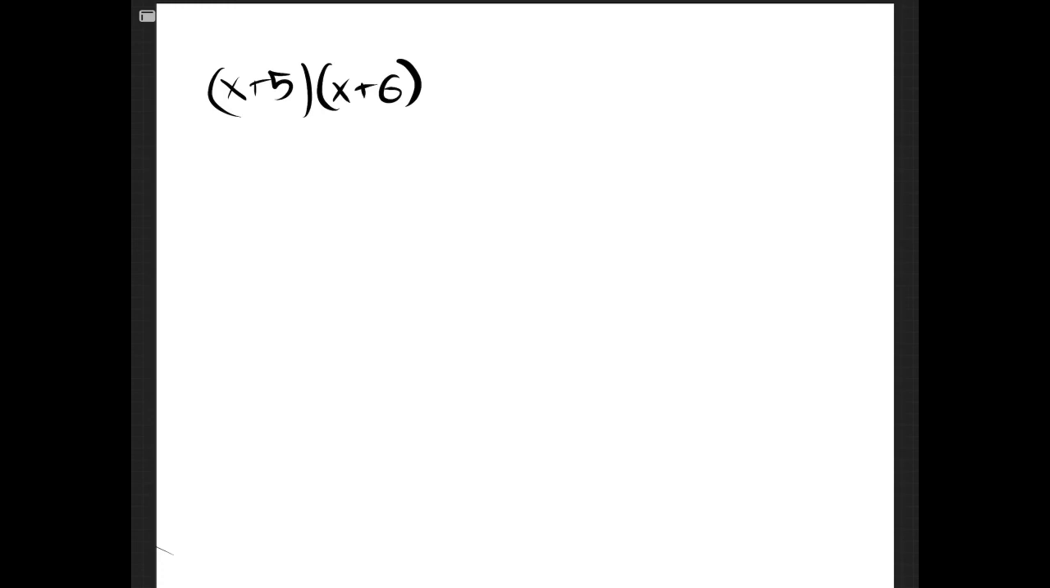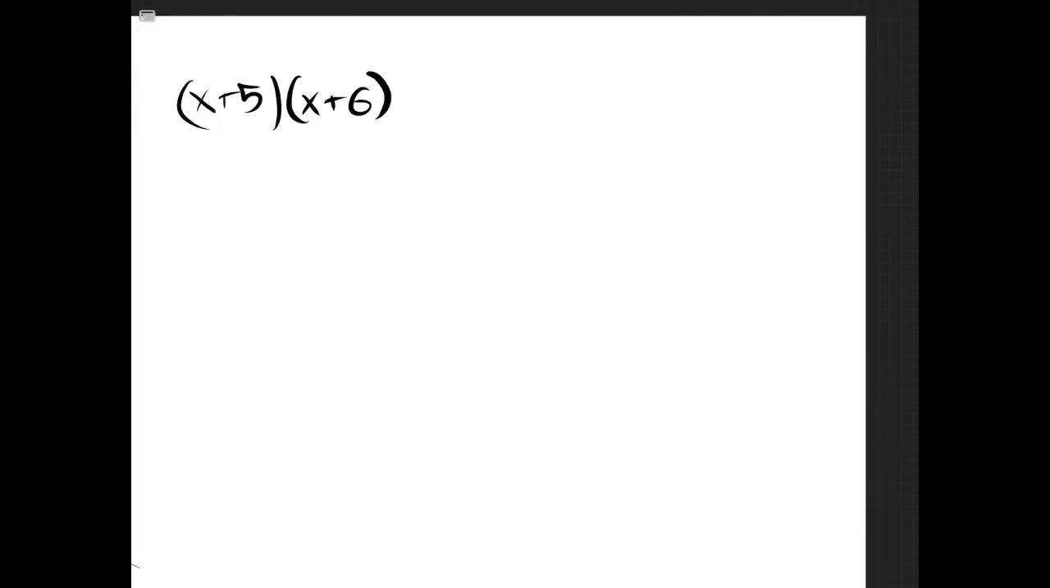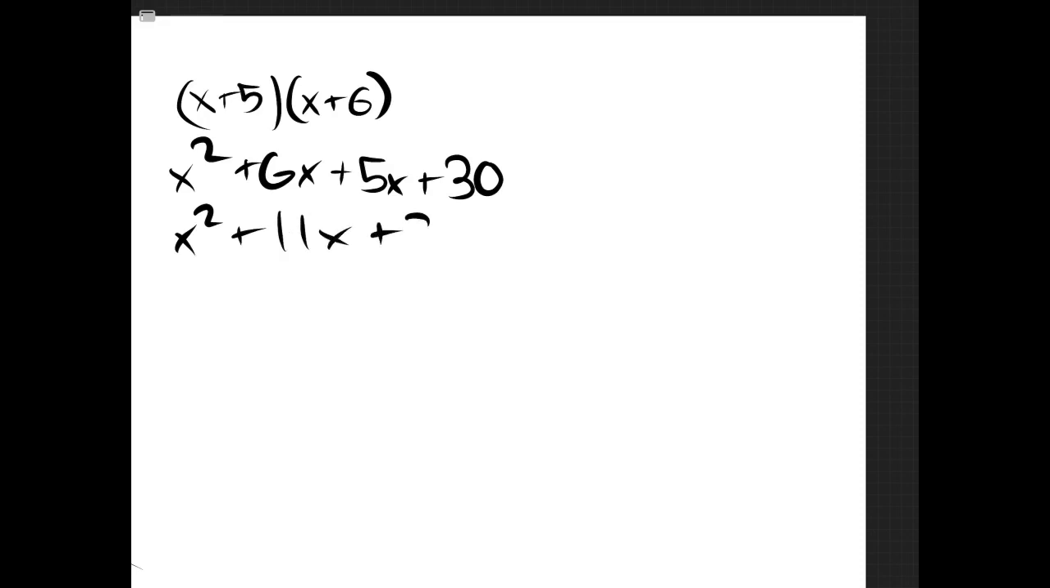So first, let's try foiling this expression. So we have first, outer, inner, last. So first, x squared, outer, 6x, inner, 5x, last, 30. And then we can simplify this, of course, to x squared plus 11x plus 30.